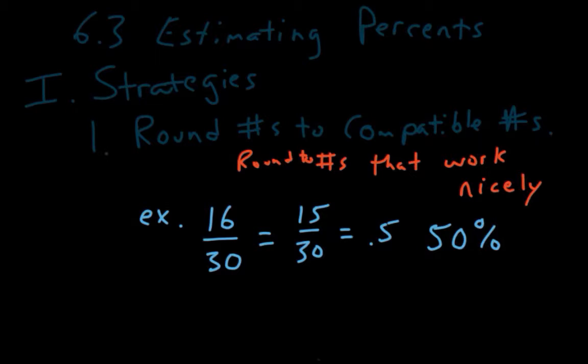That look familiar? The other option would be to say it's 16 over 32, and you'd still get the 0.5. So that's kind of what they mean by compatible numbers. Change one of them to try to make it be something that works out nicely.